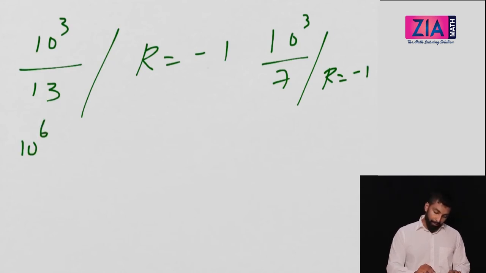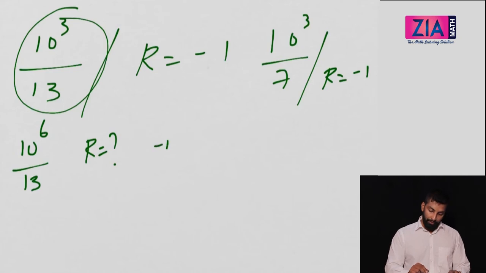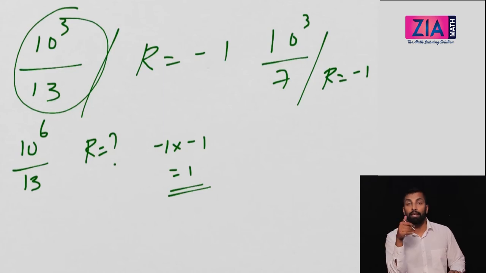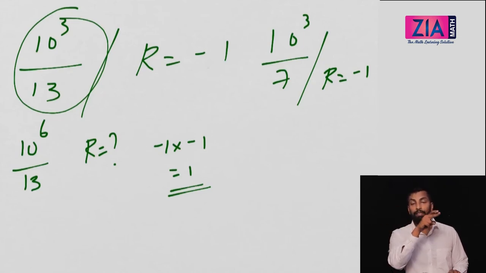So 10 raised to 6 by 13, what will be the remainder? 10 raised to 3, you know, minus 1. So minus 1 into minus 1. So you get 1. So in case of 13 also, after every third power, you get minus 1, plus 1, minus 1, plus 1, like in the case of 7. So the divisibility rule that we have learned in 7, the same is going to be applied in 13 also. Except the last step where you divided with 7 there, you are going to divide with 13 here. Otherwise everything is same.